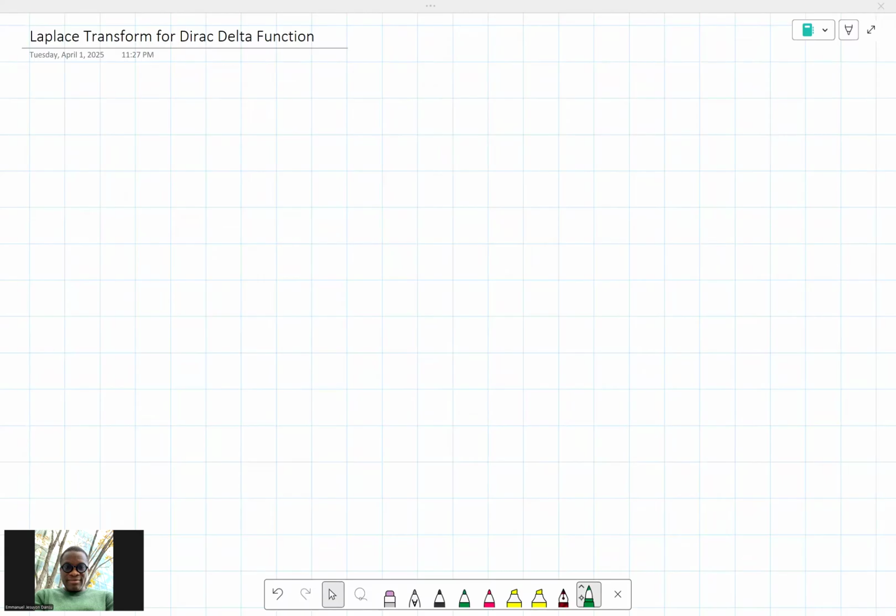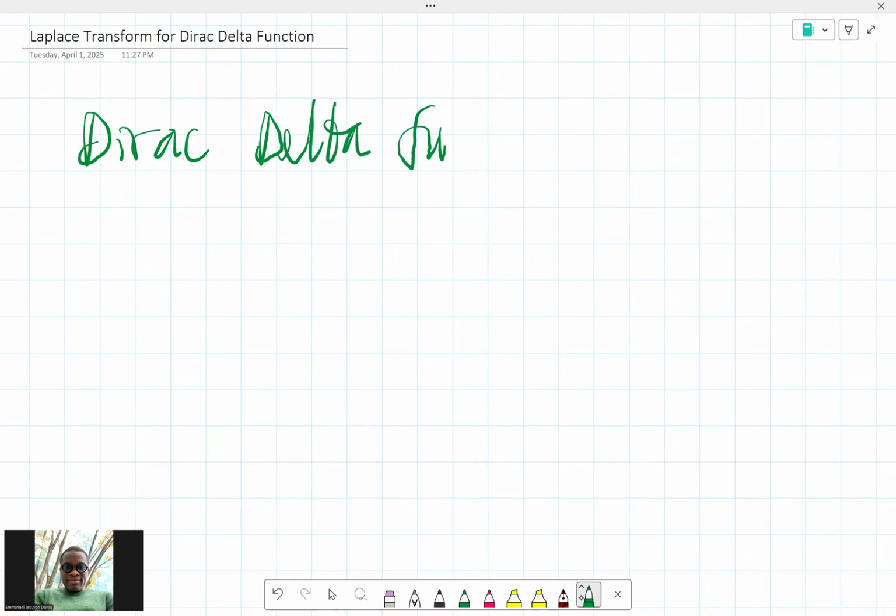In this video, we'll be talking about the Laplace transform for the Dirac delta function. Of course, before we take the Laplace of any function, we need to know what that function is about. In the previous video, we had considered the Laplace transform of a unit step function. Now, we're talking about the Dirac delta function.